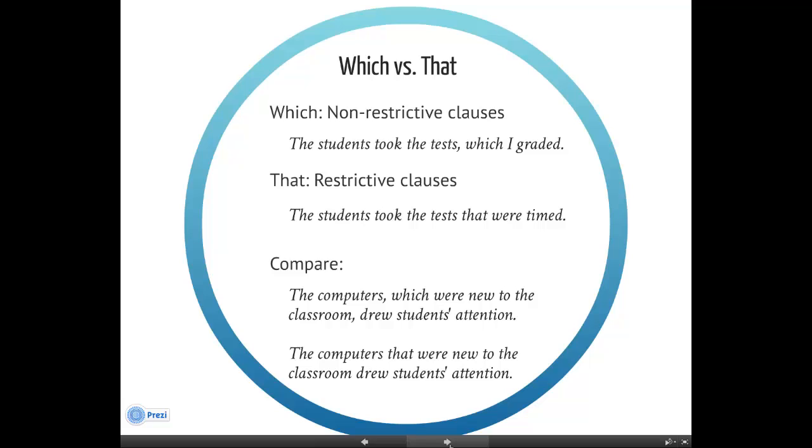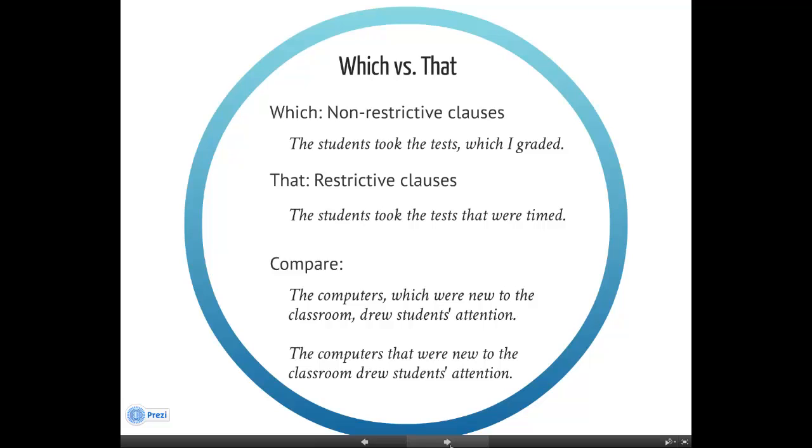The computers, which were new to the classroom, drew students' attention. The computers that were new to the classroom drew students' attention. Both sentences are correct, but the meanings are slightly different. In the first sentence, which were new to the classroom, is incidental. It could be taken out and the meaning of the sentence wouldn't change.